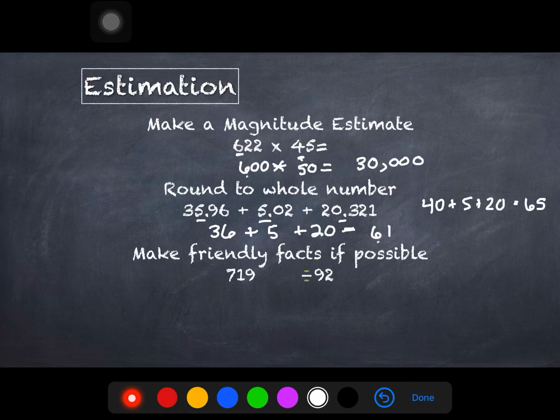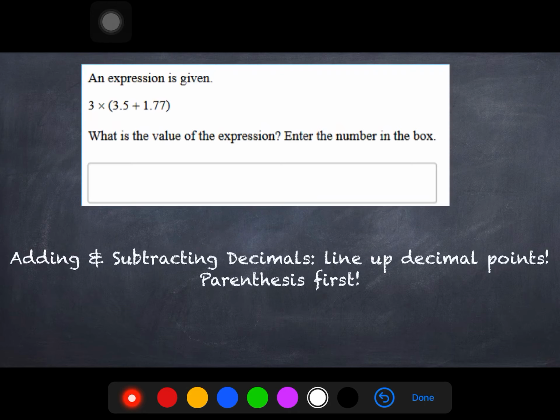They're very similar estimates. Another strategy is to make a friendly fact if you can. So if you're dividing here by 92, I would round that to 90. And then I want to look to change this number to be a number that 90 or 9 is compatible with. You see 72, 720, right? So I'm going to round 719 to 720. I'm going to think of 72 divided by 9 being 8. So 720 divided by 90 is 8 as well.